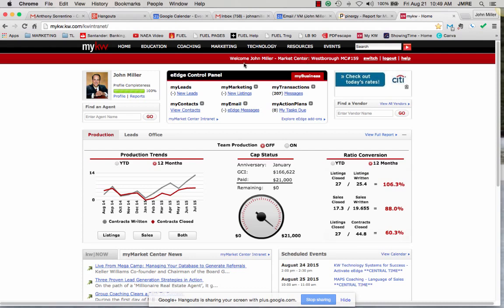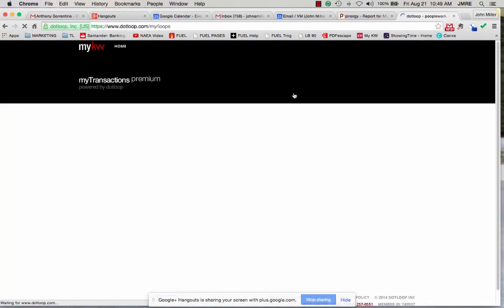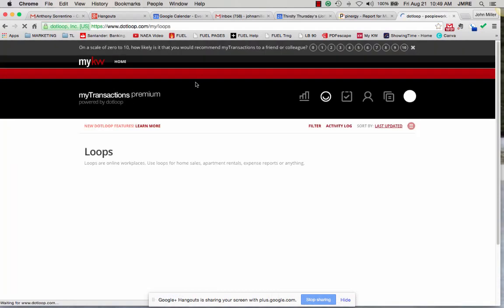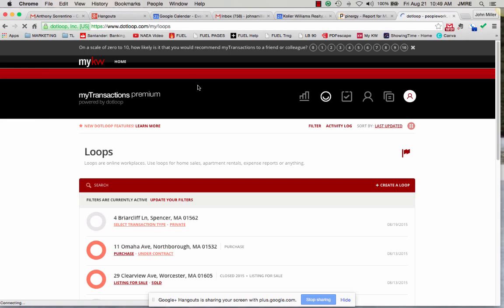All right, so what you would do is once you log in here, you go to the top right-hand side where it says My Transactions and click on Messages. And this will bring you to DotLoop. So this session is not only showing you how to write up an offer, but it's also teaching you how to use DotLoop in writing up an offer. So it's kind of a two-in-one training session.